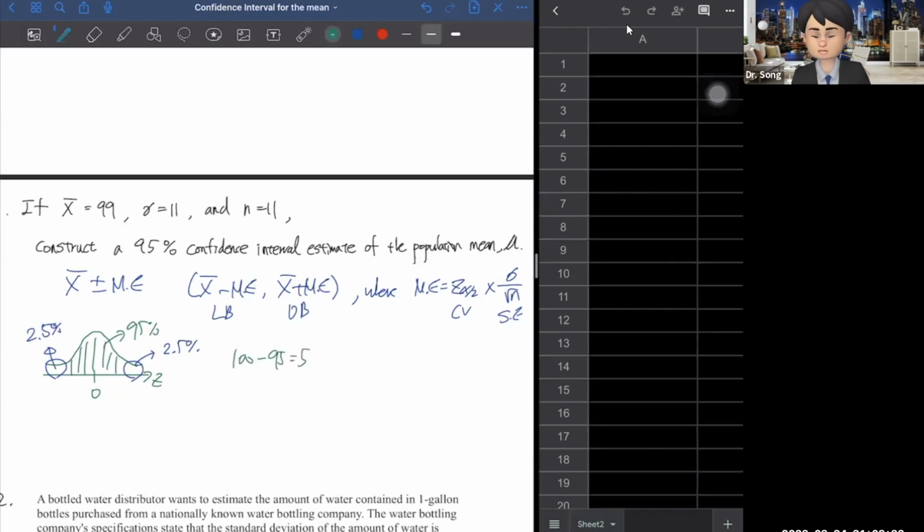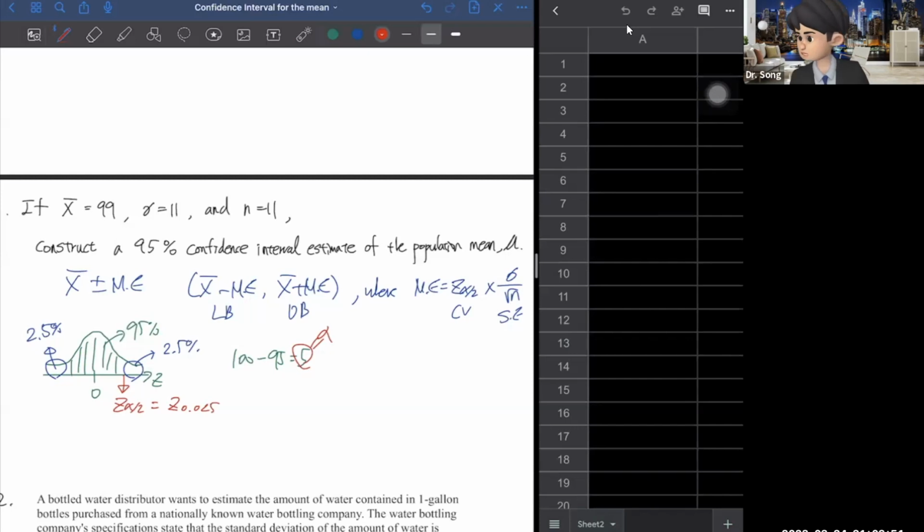And then you divide it by 2. Why do we need to divide by 2? Left one and the right one. So they are equally distributed. So 2.5%, 2.5%. Then this is the critical value, Z alpha over 2. In this case, alpha is 100 minus 95. This is alpha. And then Z alpha over 2, then Z.025, 2.5%, okay?